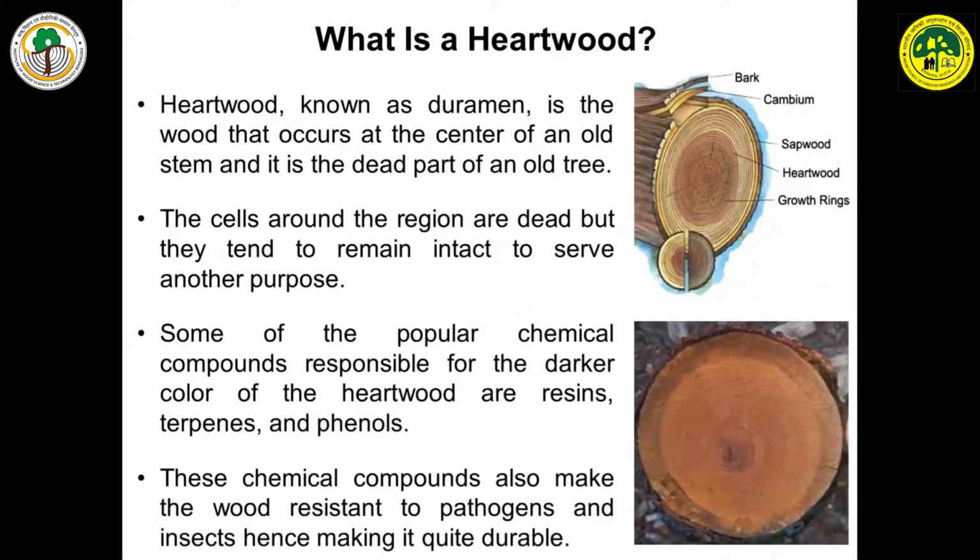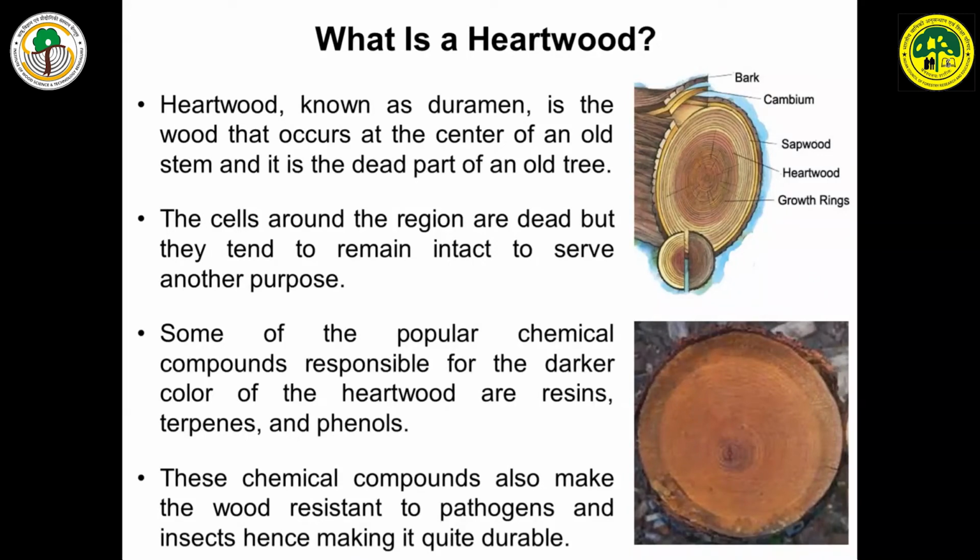And this here is the heartwood. It is also known as duramen, is the wood that occurs in the center of an old stem, and it is the dead part of the old tree. Its function is that it provides mechanical support to the tree. The cells around this region are dead, but they tend to remain intact to serve as mechanical support for the standing tree.